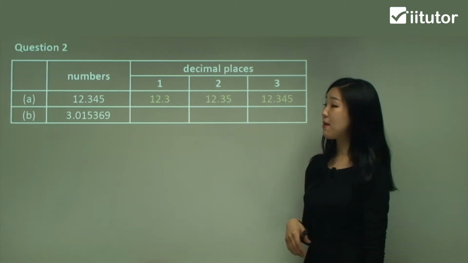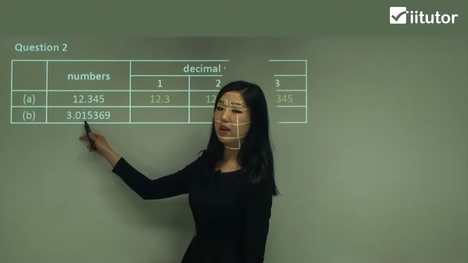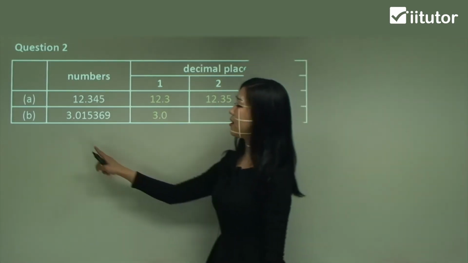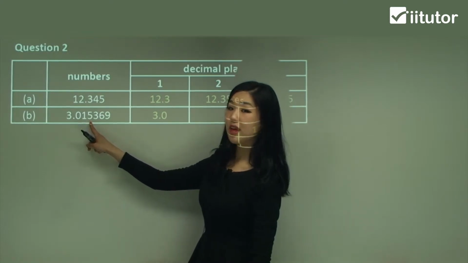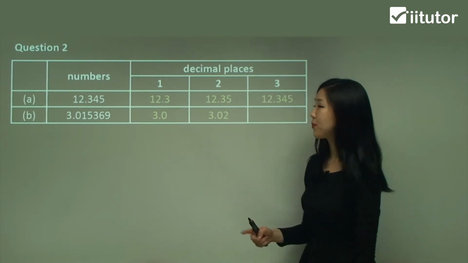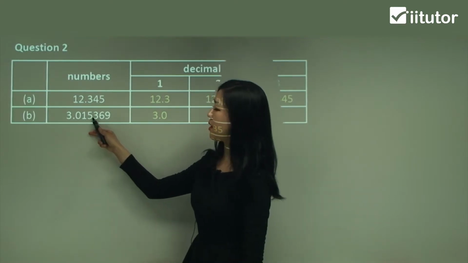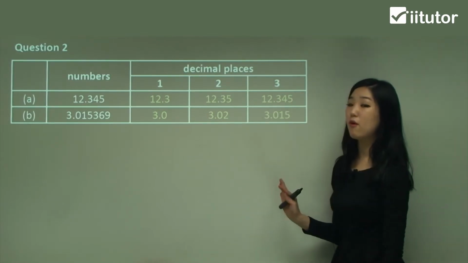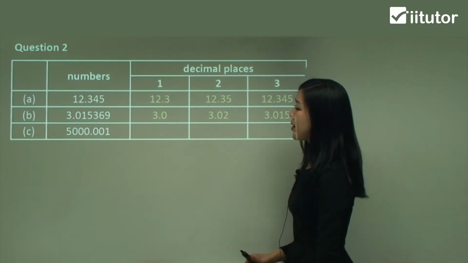Now B, you do the same thing. 1 decimal place, 1, but you look at the next number, it's just 1. It's less than 5, so it's just going to be 3.0. Now for 2 decimal places, you go 1, 2, but see how the next number is 5? If it's 5, I told you to also round it up, so it's going to be 3.02. Now 3 decimal places, you look at 3 numbers, 1, 2, 3. The next number is 3, which is less than 5, so you just leave it as 3.015. Very easy, isn't it?